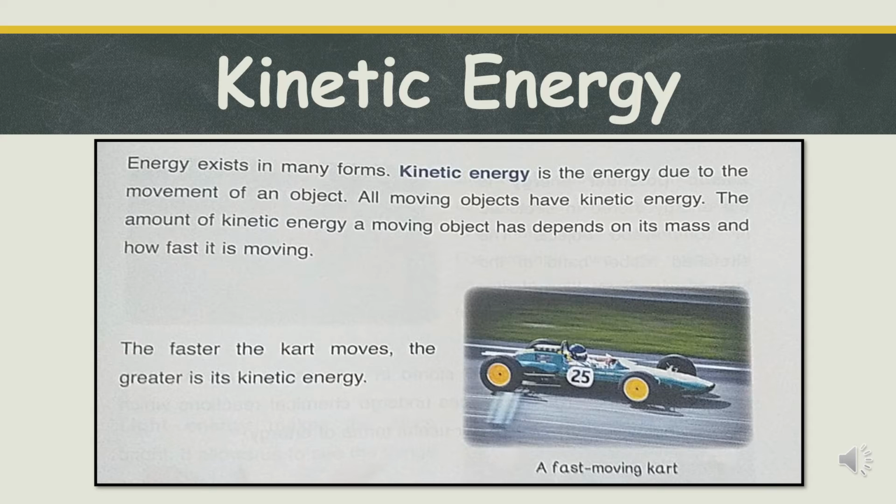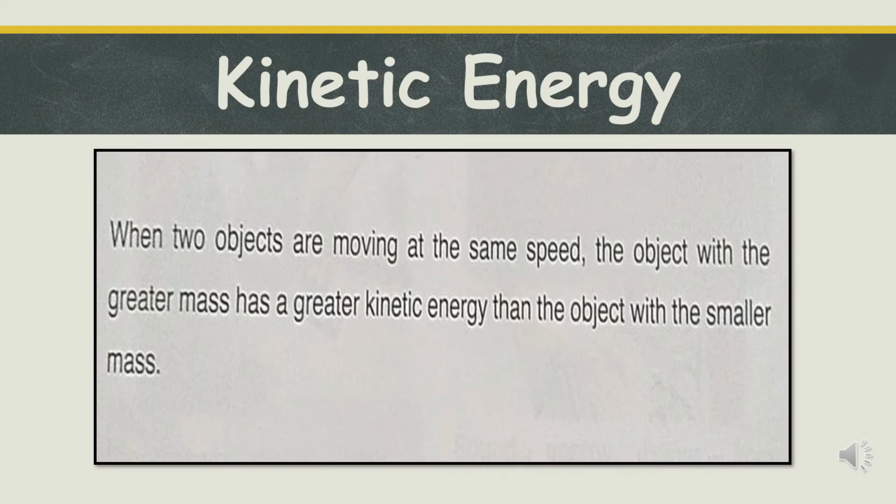The faster the car moves, the greater its kinetic energy. So kinetic energy is the energy in a moving object. When two objects are moving at the same speed, the object with the greater mass, so the object that is heavier, has a greater kinetic energy than the object with the smaller mass. This means that the heavier the object is, the more kinetic energy it contains.